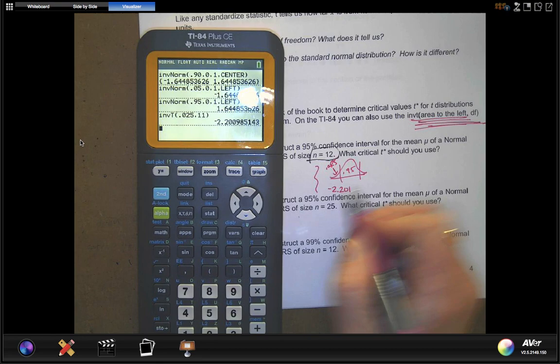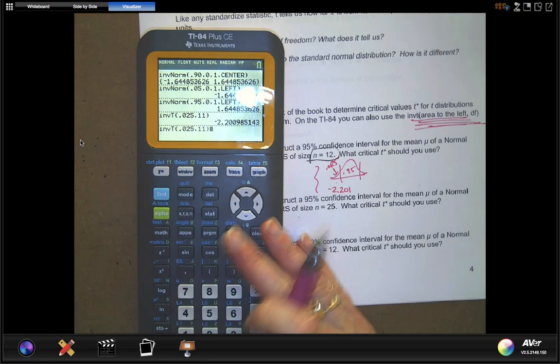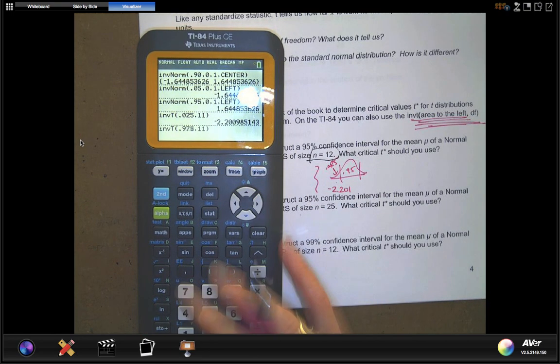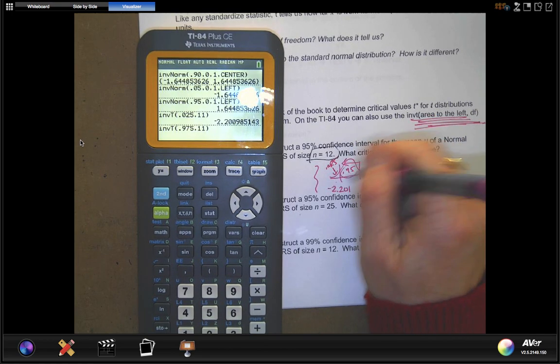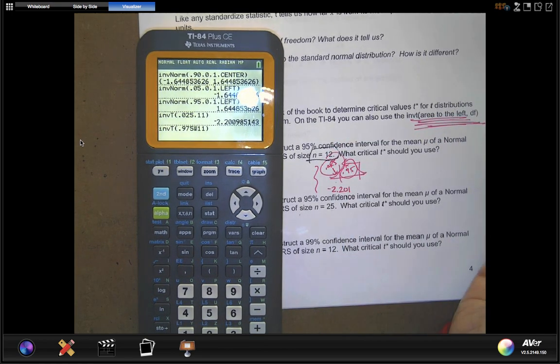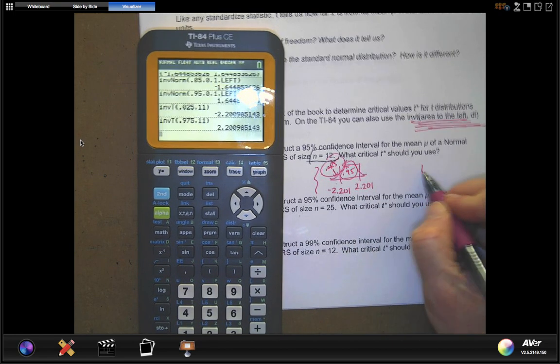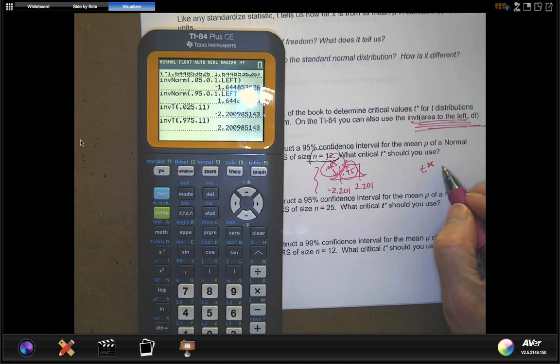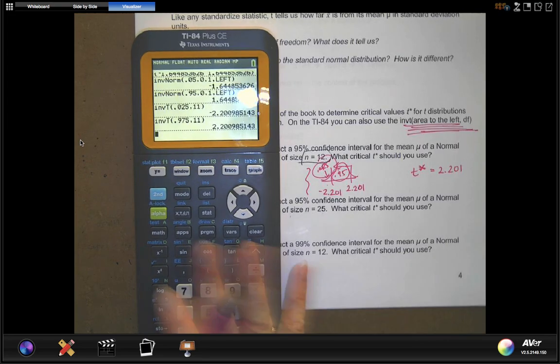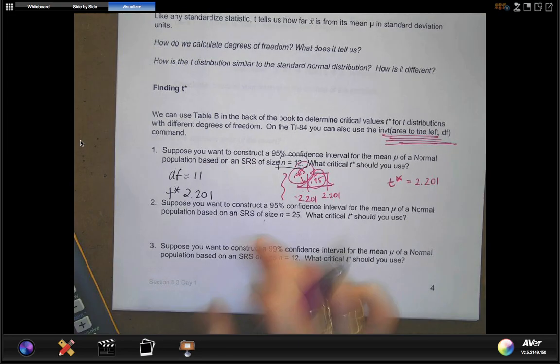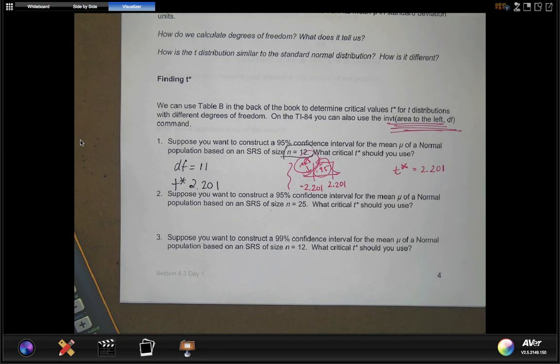So there's the negative side. If you wanted to do the positive side, this line right here would have the 0.95 plus the 0.025, so it would have 0.975 to the left of it. Again, it's going to be symmetric, so this is going to be the positive number. But when you're finding that critical value, the formula already has a plus or minus in it, so you can just give me the absolute value of the number. All right, so you can find those two.